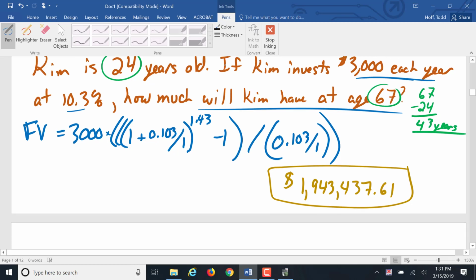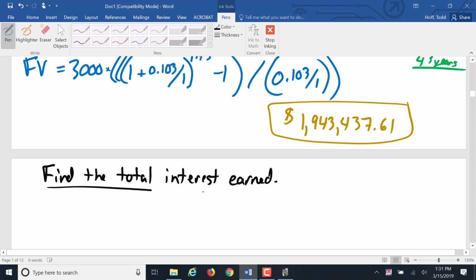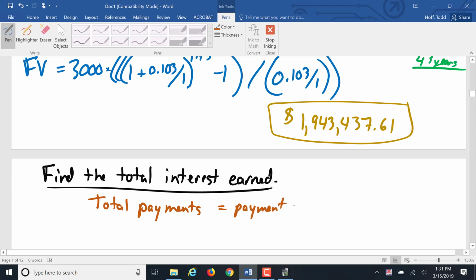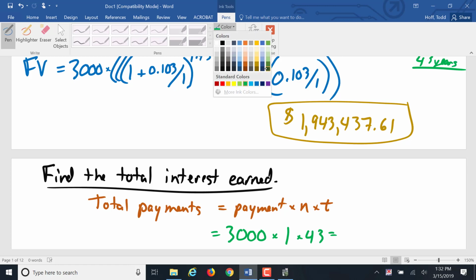Now the next step we could take with this would be to find the total interest earned. To do that, we have to first find the total payments. The total payments is just the regular payment times N times T. N is the number of payments per year. T is the number of years. Well, this was $3,000 per year times once a year times 43 years, giving us $129,000 is the total paid in.